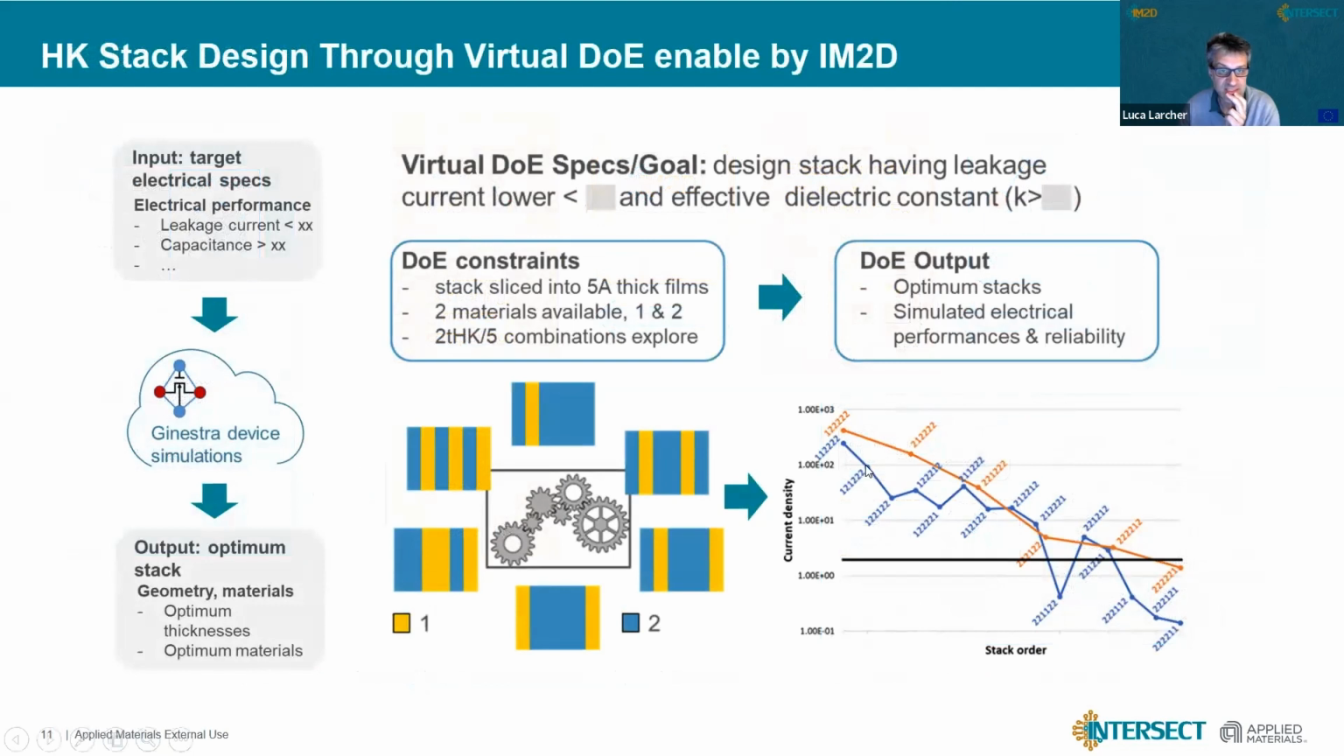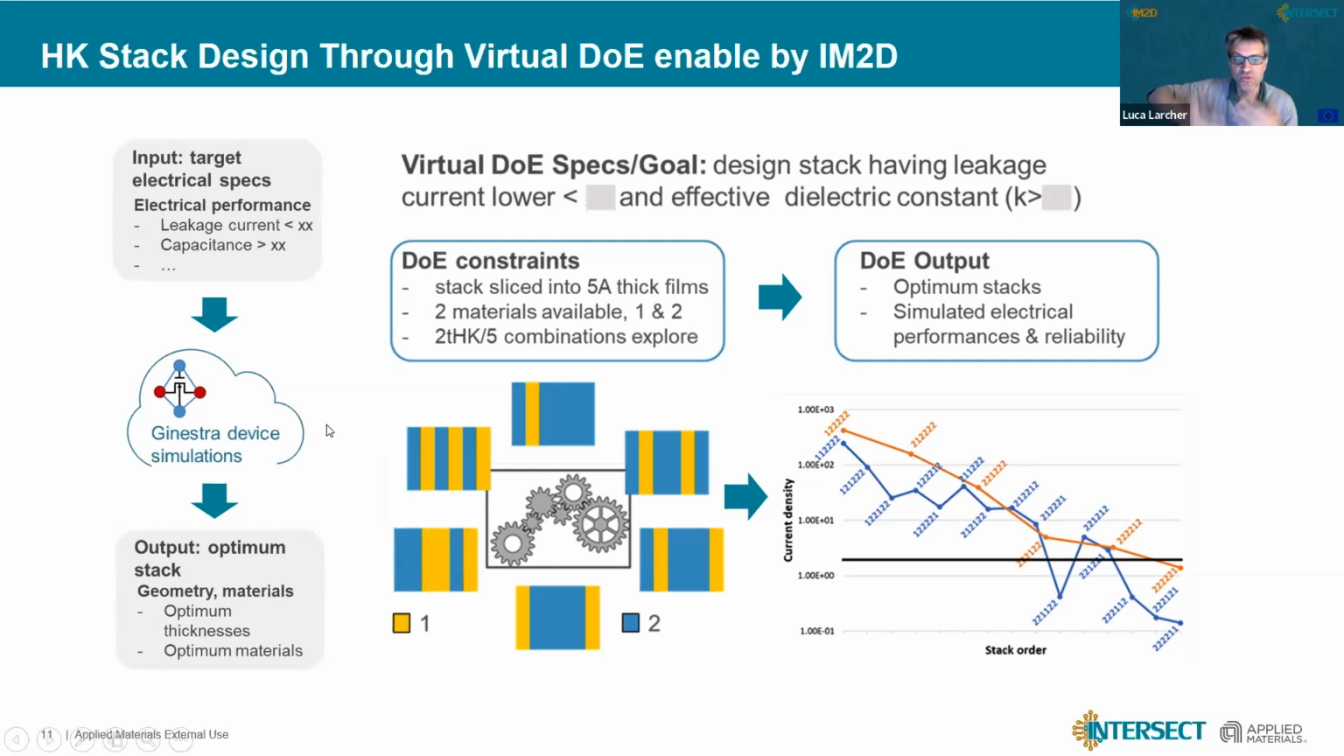So basically here is where we are. And here is one example showing what we did internally applying this kind of concept, for example, for high-K material stack design, exploiting this virtual DOE enabled by IM2D. In this case, we have just some specs, which are the typical specs for DRAM capacitors or MIM capacitors: the device stack should have a current density lower than a certain amount, and a global effective dielectric constant larger than a certain amount.